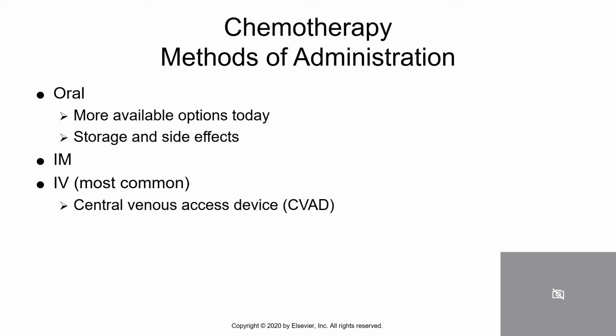Chemotherapy can be administered orally. It can be administered IM or IV. IV is the most common, and we're going to mostly see chemotherapy administered through some type of central venous access device. Although, thanks to recent advances in drug formulation, we are seeing more types of oral chemotherapy agents. We still prefer the IV route as the most common method, however.